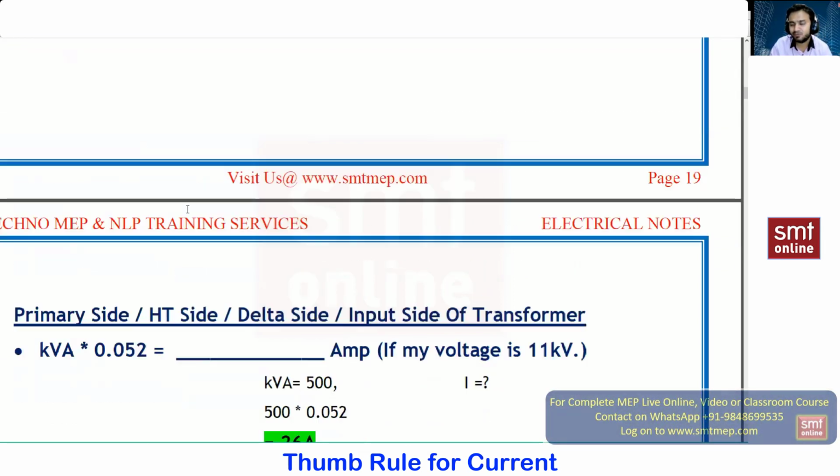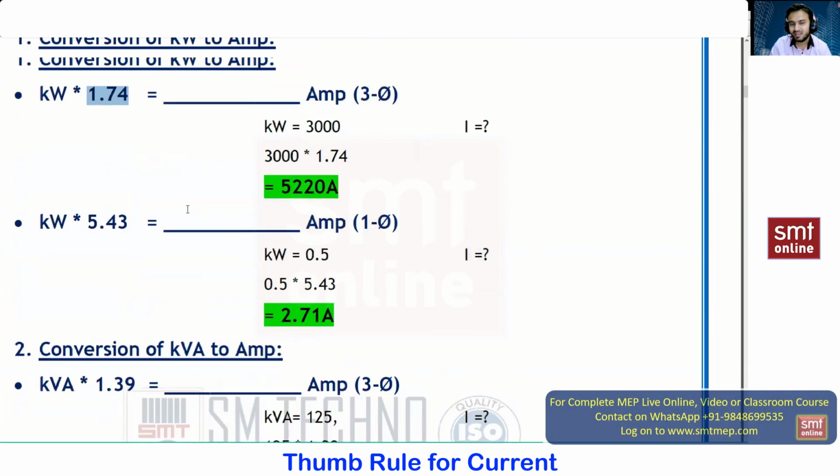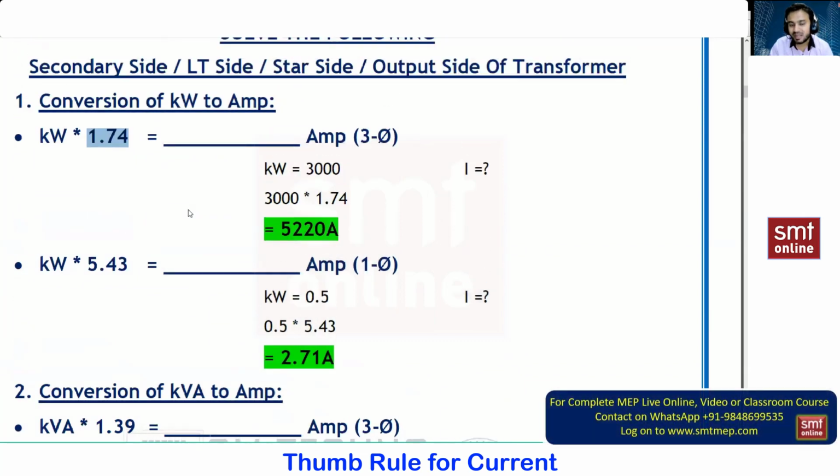For example, in your country you are having a voltage of something like 440. In that case this multiplying factor is not applicable, because this multiplying factor is applicable only for 415 and 230 volts. But in your country, you're having a voltage of 405, 220, or 440. In that case, what will be the value?